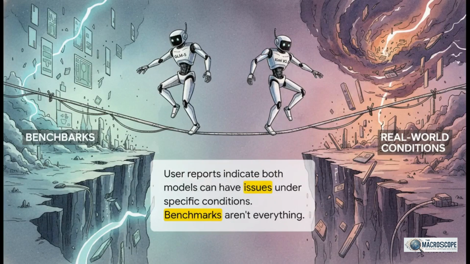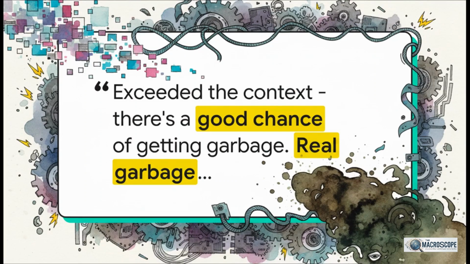But for a huge enterprise, it's definitely a strategic point to consider. Now, let's talk about something you won't find on a nice, clean benchmark report: real-world stability. Because what users are finding is that both of these models can get a little strange when you push them. This is a perfect example from a user on Reddit. They said that if you push GLM 5's context window to its absolute limit, you have a good chance of getting garbage, real garbage. This is such an important reminder that when you're working with models this powerful, you have to be ready for those weird edge case failures.